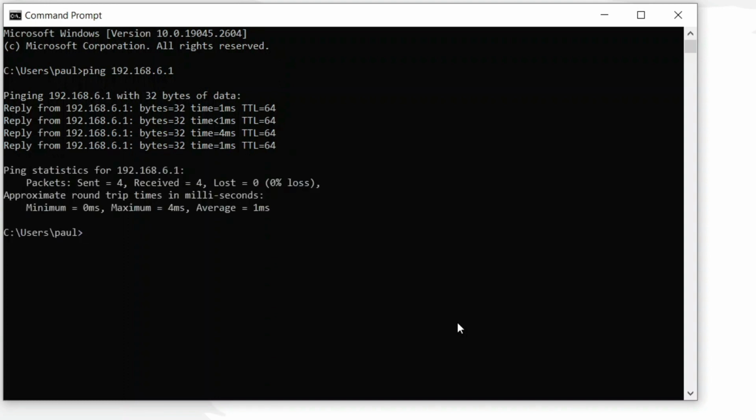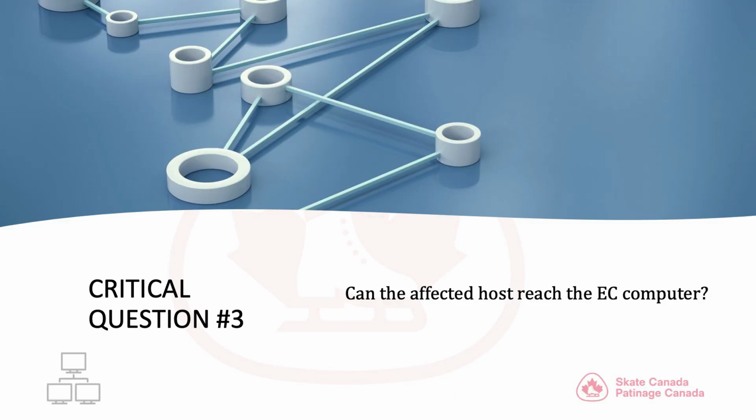That's useful because it rules out any problems related to network cables, network adapter configuration, things like that. But for some reason, LTS is still unable to connect to the database. So let's check if we're actually able to connect to the EC computer, because that's where the SQL server is located. And that takes us to the third critical question that we should consider, which is to verify that we're able to connect to the EC computer. So we can use a ping command not only to check network connectivity to the router, but also to any other computer on the network.